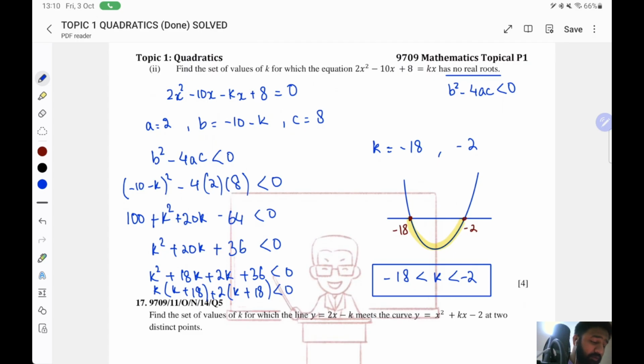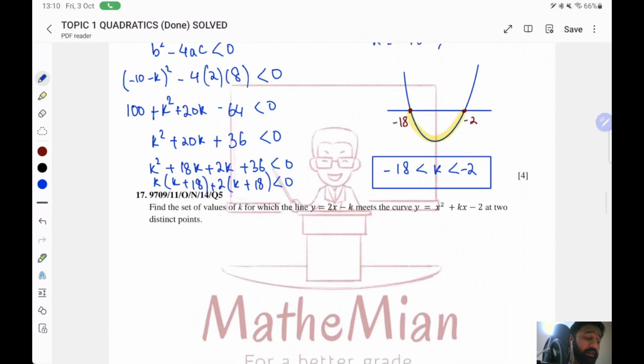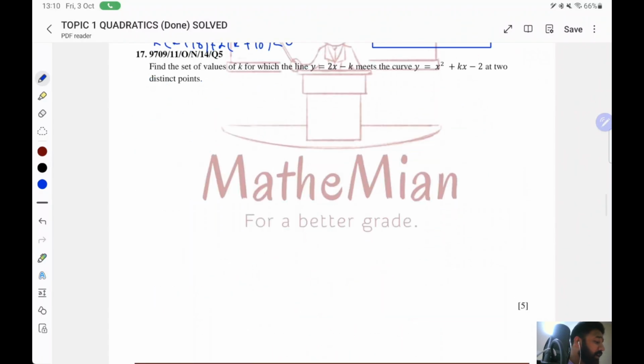Okay, let's move forward to the next question, 17. Question 17 says, find the set of values of k for which the line y equals 2x minus k meets the curve y equals x square plus kx minus 2 at two distinct points. So there are two important things that he is talking about in this question. The first important thing is that the line and the curve meet each other.